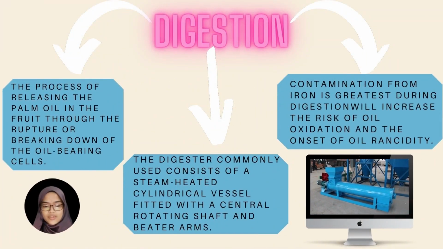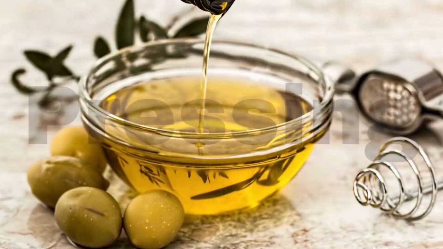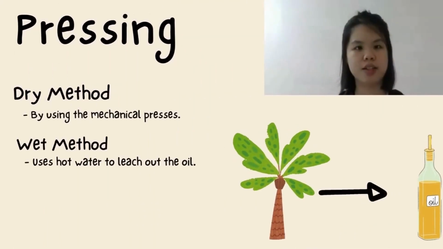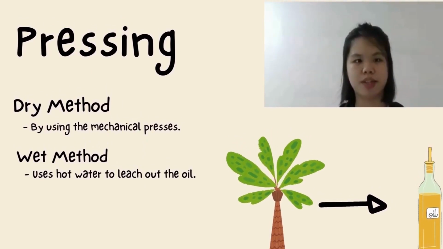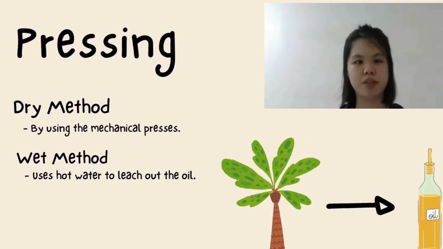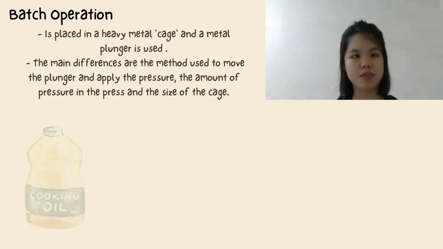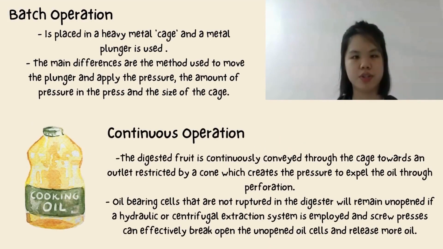Digestion is the process of releasing the palm oil in the fruit through the rupture or breaking down of the oil-bearing cells. After that is pressing. There are two methods of extracting oil from the digested material, which are the dry method, using mechanical presses, and the other one called the wet method, which uses water to infuse out the oil. Presses may be designed for batch or continuous operations. In batch operation, material is placed in a heavy metal cage and a metal ram is used to press the material. But in a continuous system, the digested fruit is continuously conveyed to the cage towards an outlet restricted by a cone.